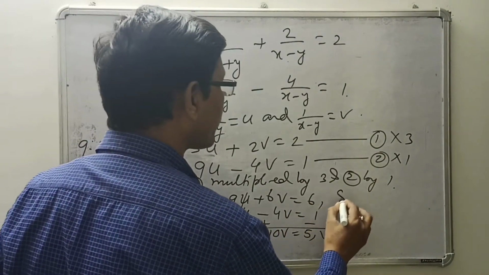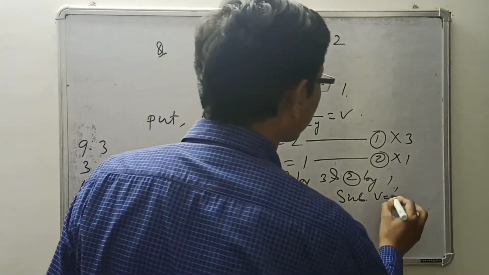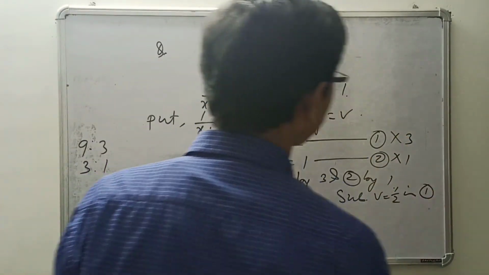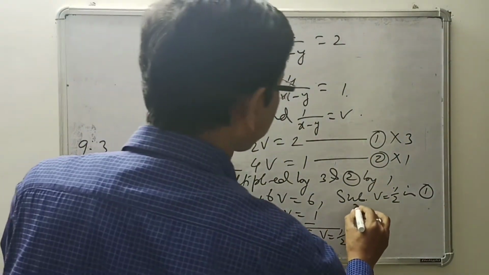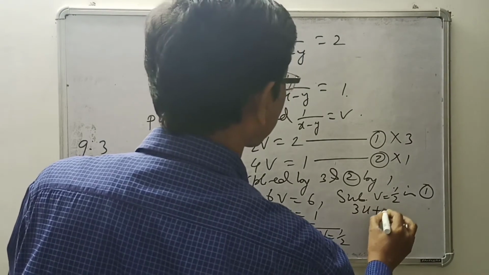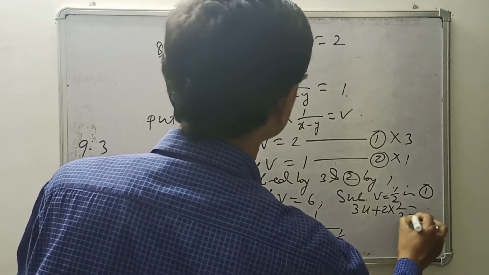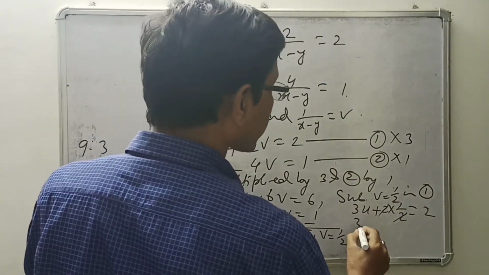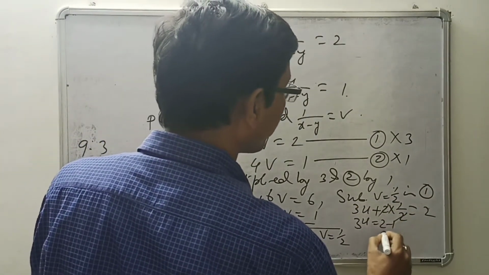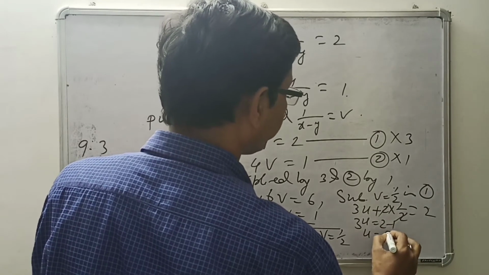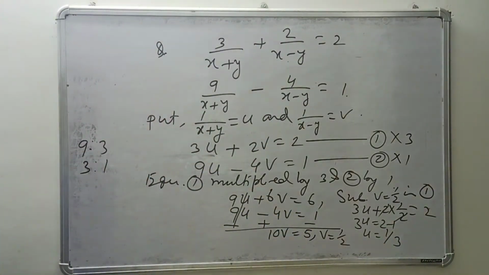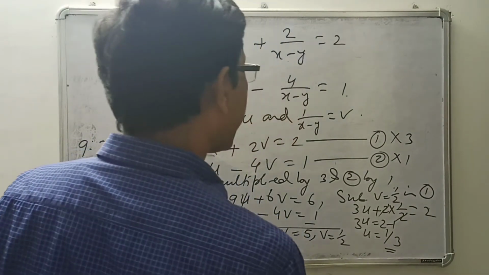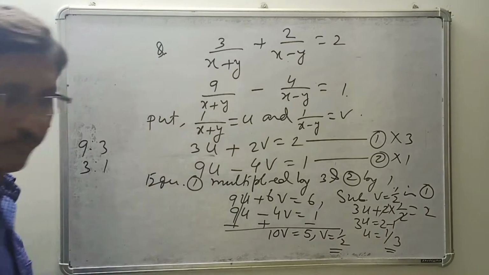Then substitute v equal to 1 by 2 in either equation. Suppose we use equation 1. We get 3u plus 2 into 1 by 2 equal to 2, so 3u plus 1 equals 2. That 1 goes to the other side, so 3u equals 2 minus 1, which is 1. So u equals 1 by 3, and v equals 1 by 2.